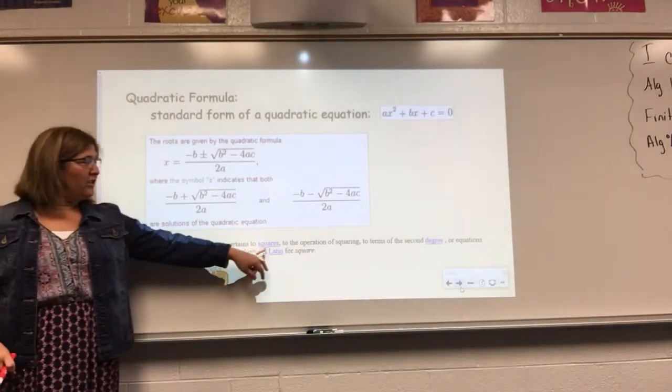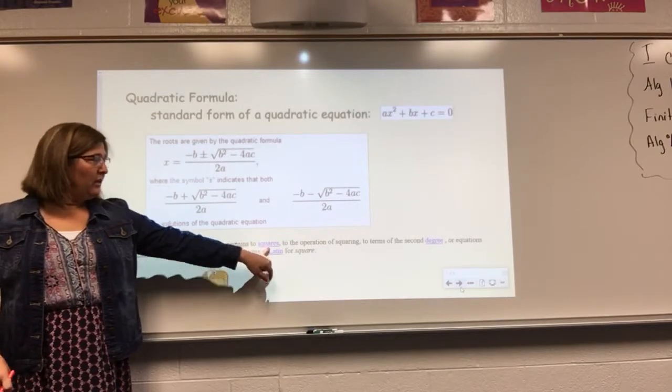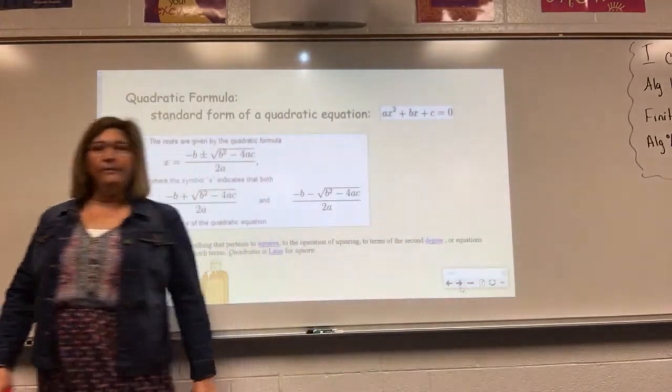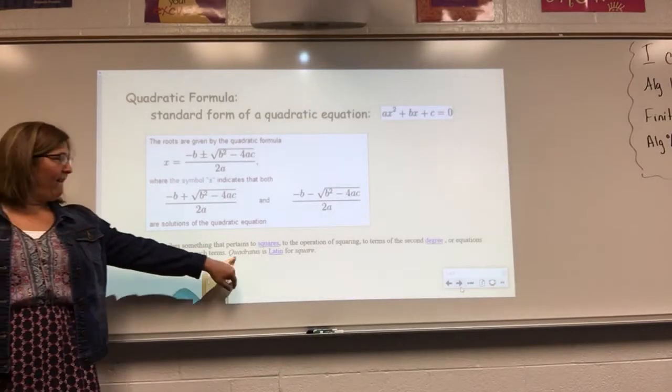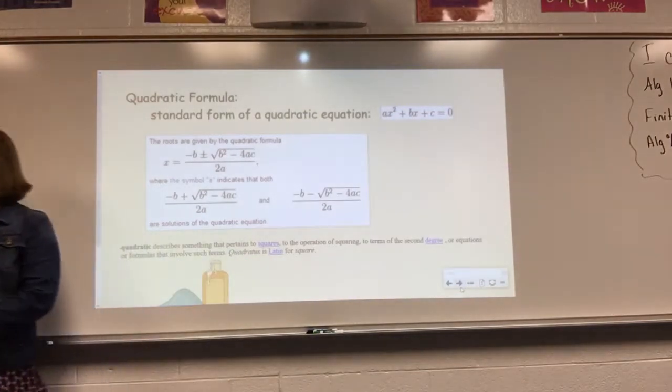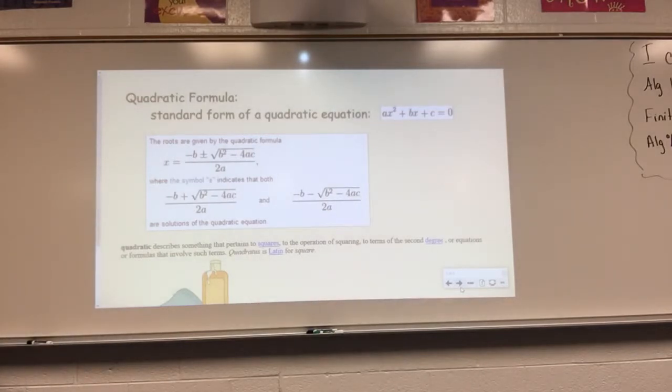Quadratic, I think I already talked to you, talks about squares. Second degree means quadratus in Latin, right there. Quadratus meant square, to the second power. So now let's get going.